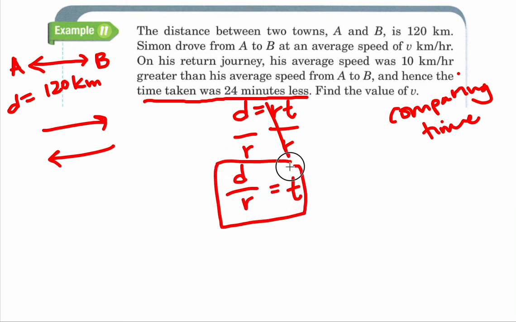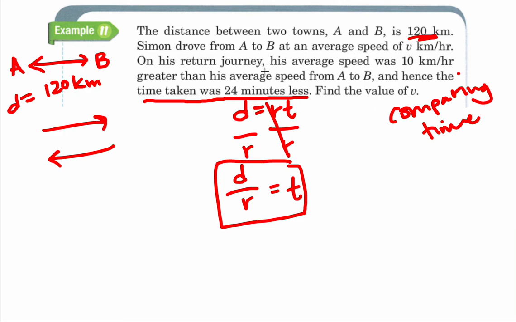Okay, so we're looking at this formula now. Time is equal to distance divided by the rate. So to figure out how long it took me to get somewhere, I need to take the distance and divide by my speed. We're going to use distance divided by our speed, our rate. The distance is 120 kilometers, because whether Simon drove quickly or slowly from A to B or B to A, that distance is still going to be 120 kilometers. You can't change that.